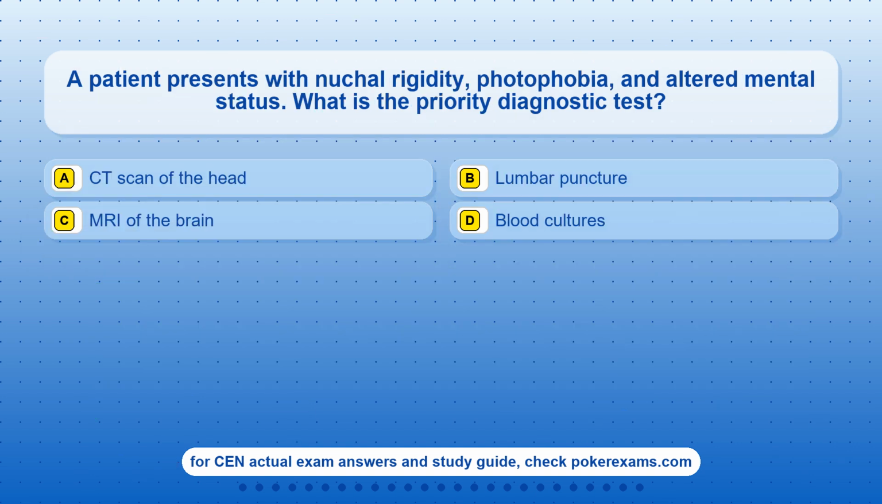Question 25. A patient presents with nuchal rigidity, photophobia, and altered mental status. What is the priority diagnostic test? Option A, CT scan of the head. Option B, lumbar puncture. Option C, MRI of the brain. Option D, blood cultures.